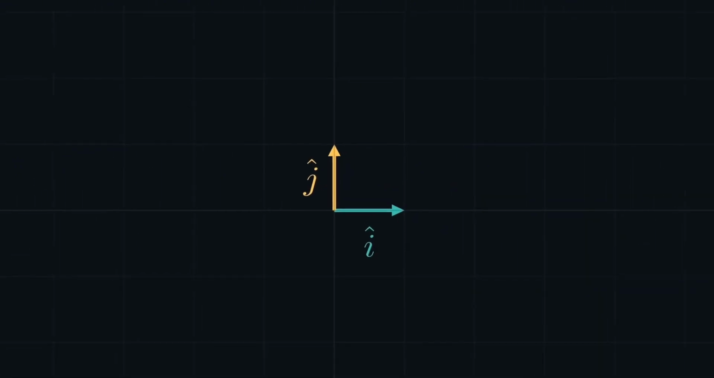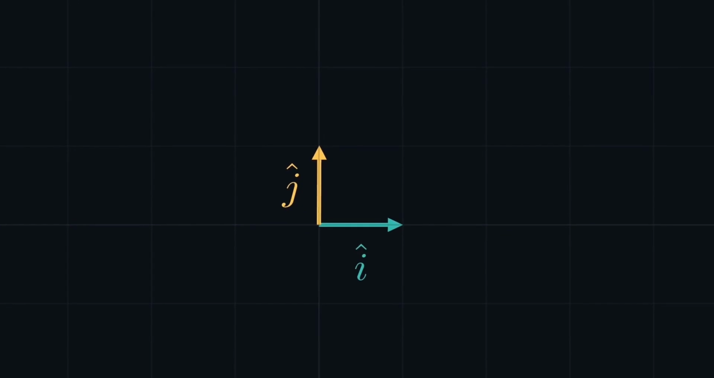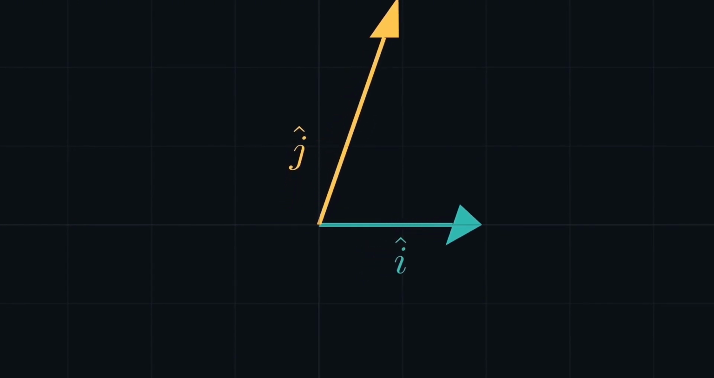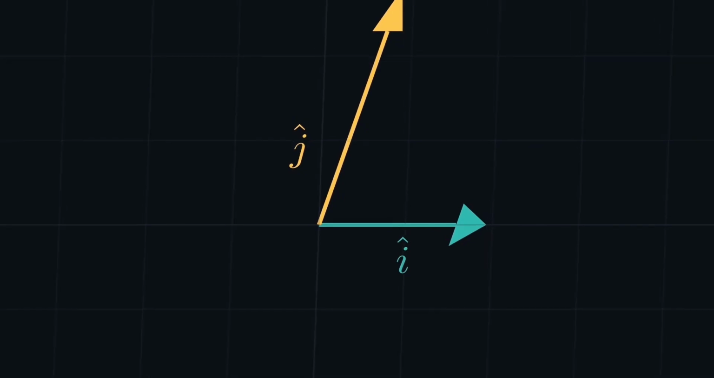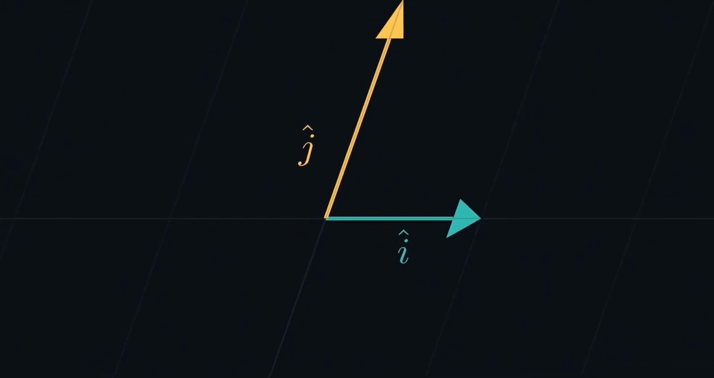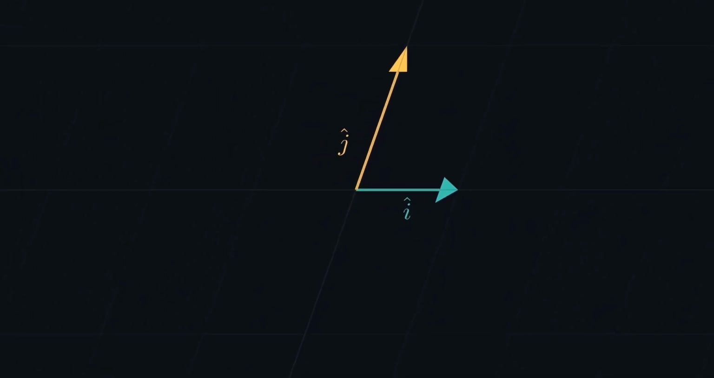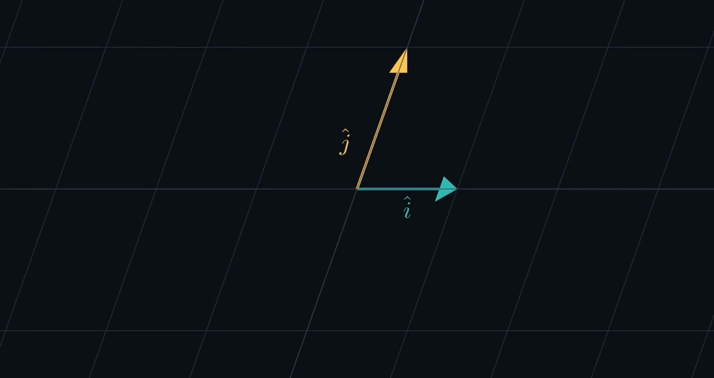Since the grid stays straight and evenly spaced, the entire transformation is completely determined by what happens to the basis vectors, i hat and j hat. Once you know where these two vectors land, every other vector follows, because every other vector was just a combination of these two. A matrix is simply a record of where the basis vectors go.